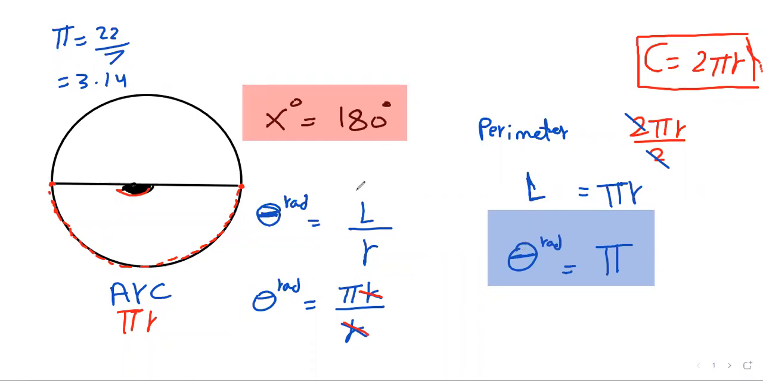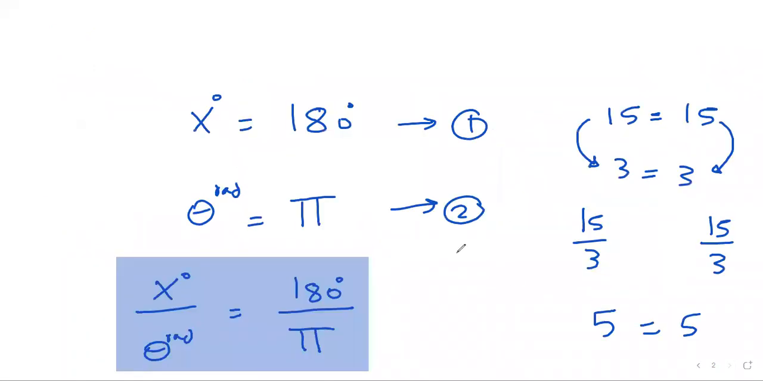Take a screenshot quickly. Because we have two equations, I divided equation number 1 by equation number 2. So I have x degrees over theta radian equals 180 over pi.